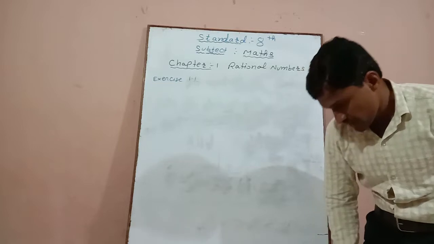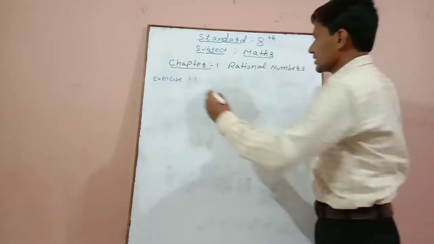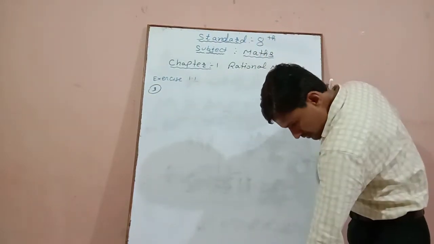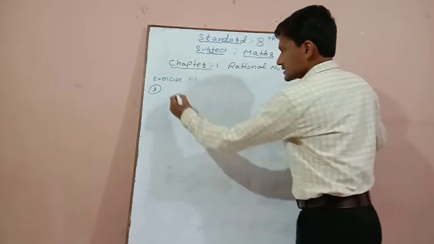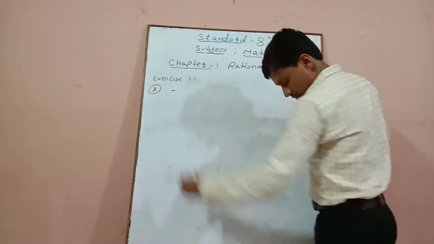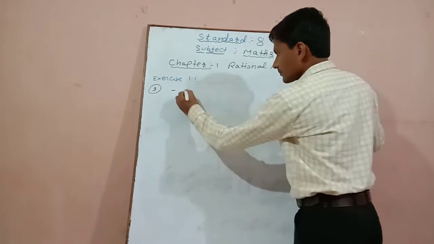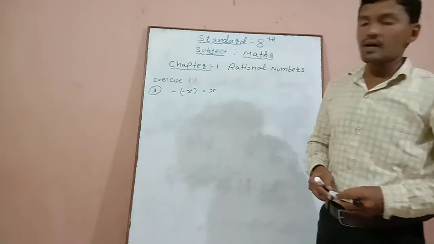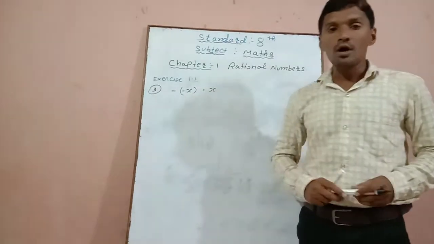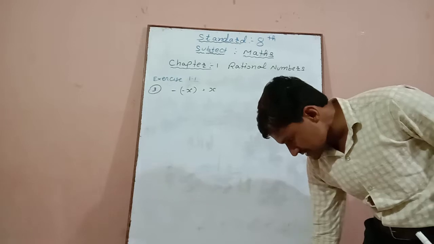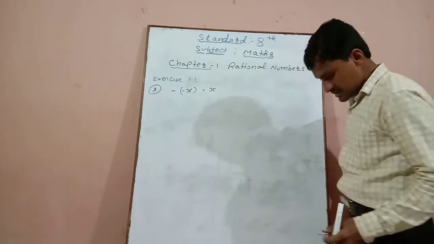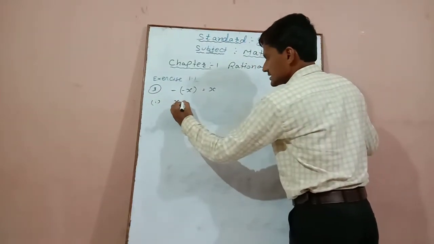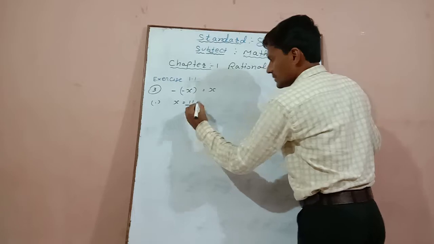Question number 3 is: verify that minus of minus x is equal to x. We have to verify both, that means LHS is equal to RHS. So the first question is x is equal to 11 divided by 15.